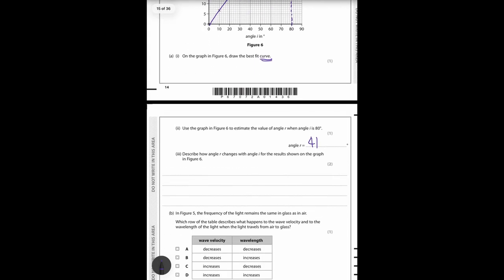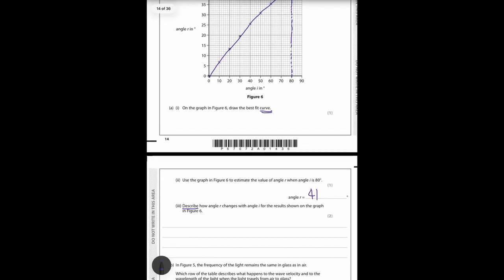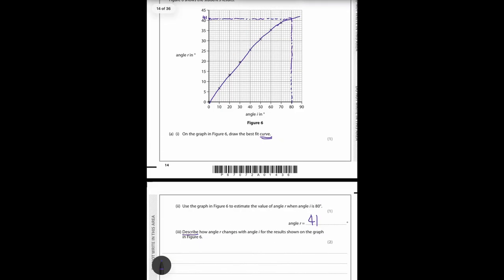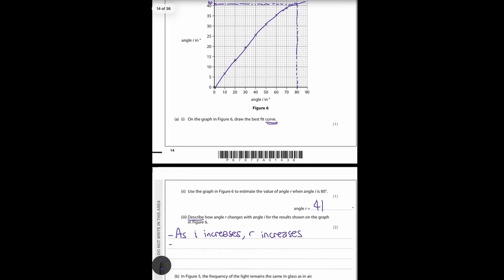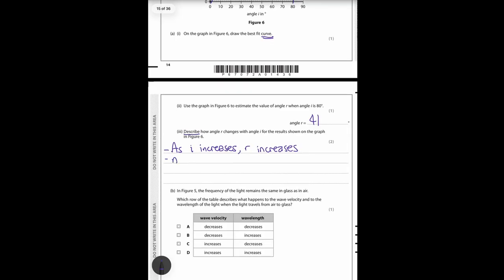Okay, so the next question, so it's a graph question, and it says describe in there. So I'm always going to say the same thing when it's describe for a graph question. It's always got to be, as the something increases, the something either increases or decreases or stays the same. So I've got the two things in there, and then the first thing that I can see is that as I increases, R also increases. So I'm just going to say as I increases, R increases. Now the next thing that I've got to say is, is it directly proportional or is it non-linear? Well, I can see from there it's not a straight line through the origin, and it's a curve, so I know it's going to be non-linear.